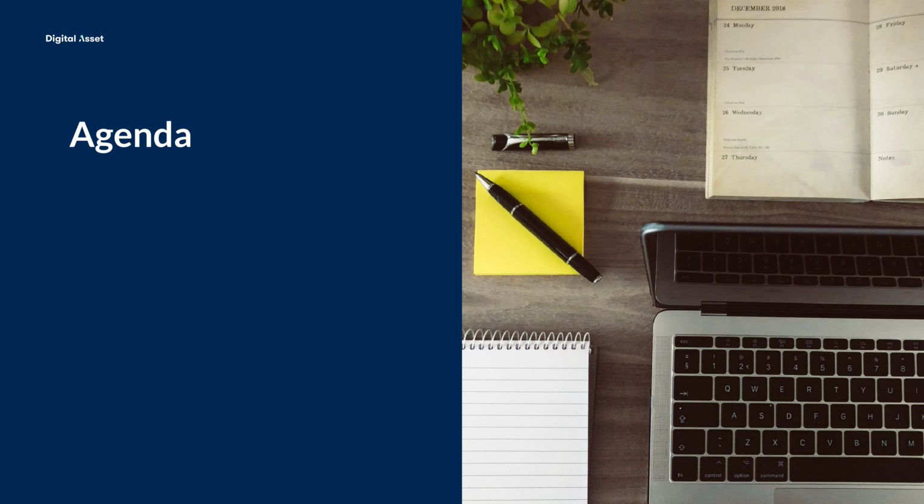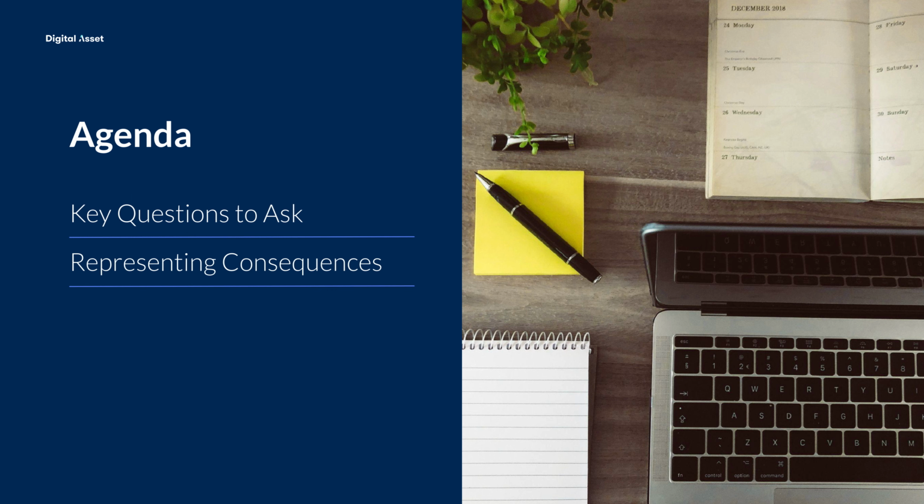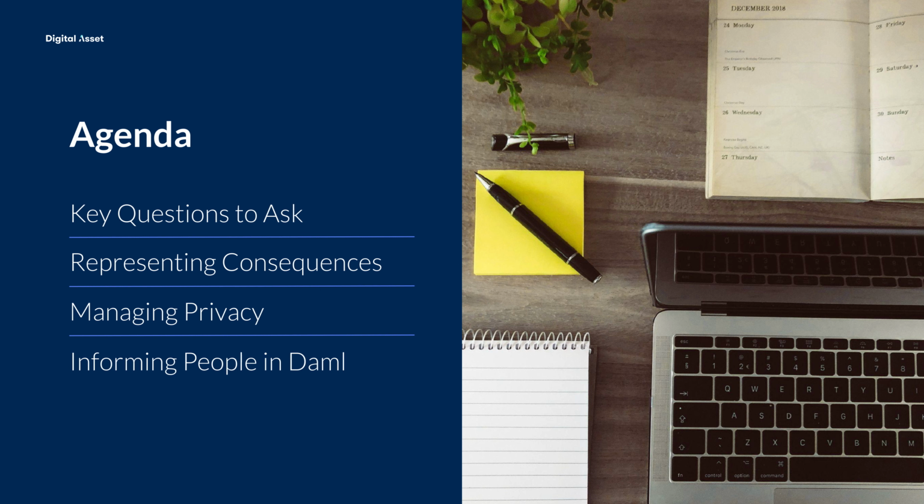In this lesson, we will continue to examine key questions when representing a business workflow in DAML. In particular, we will be looking at how DAML represents the consequences of decisions, as well as how it manages visibility and privacy of both decisions and their consequences.